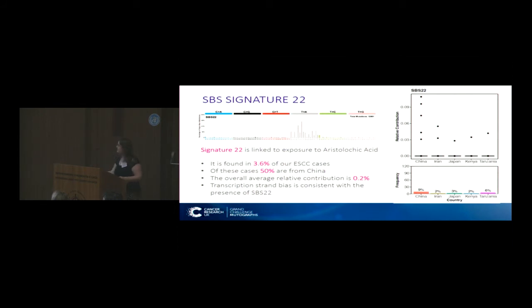And I briefly wanted to mention this signature, signature 22. It's found in a very small proportion of our cases. And signature 22, as you've heard earlier, is linked to exposure to aristolochic acid. But notably, of the cases that we find it in, 50% are from China, and overall we have a 10% frequency of this signature in the Chinese cohort. Where it is present, it's contributing quite low levels of mutations, so between 3% and about 11% of the total mutation burden. So if this is having an impact on the risk of esophageal squamous cell carcinoma in this cohort is unknown at this stage. We have too few cases.